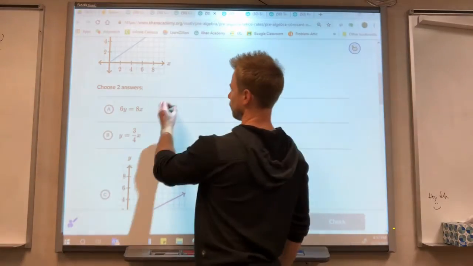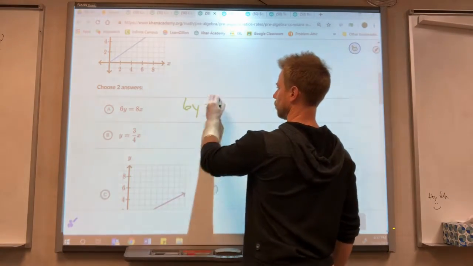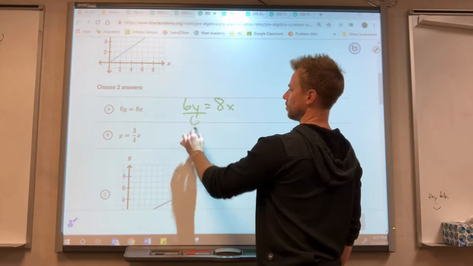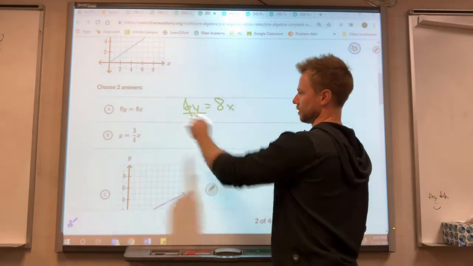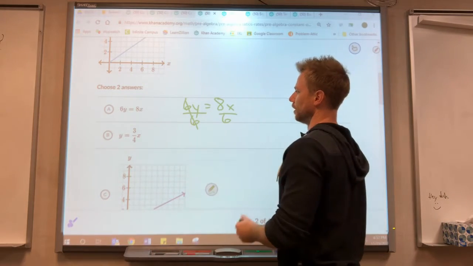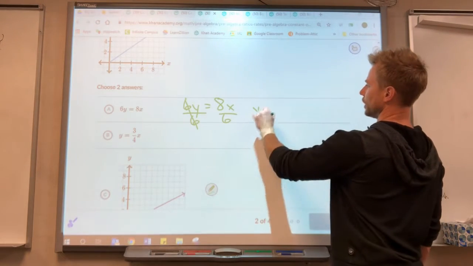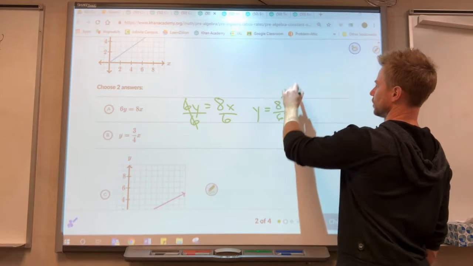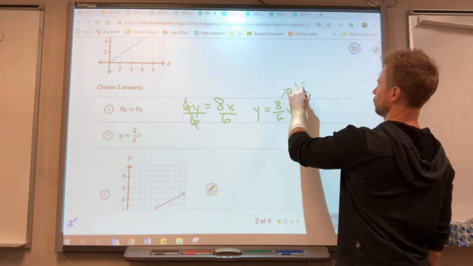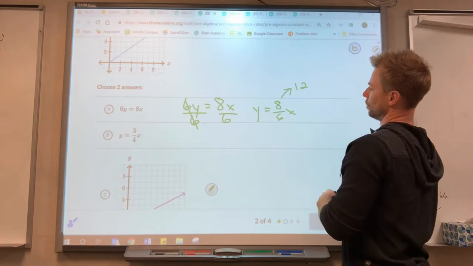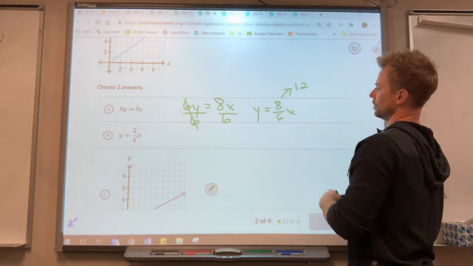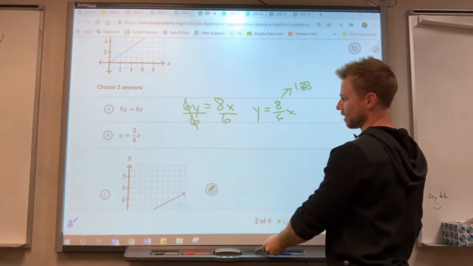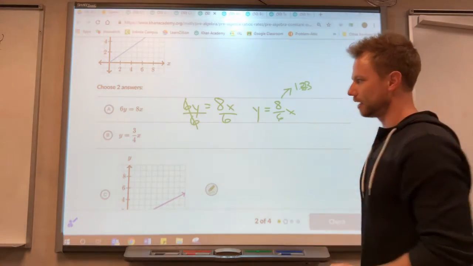This is not quite in the form that it needs to be in. We need to get it in the right form. We need to get y by itself. So we'll divide by 6 because that's multiplying by 6. Divide by 6, we get y equals 8 over 6x. 8 over 6 would be, no, it'd be 1 1/3, 1.33. So that is not 3/4, so it's not A.